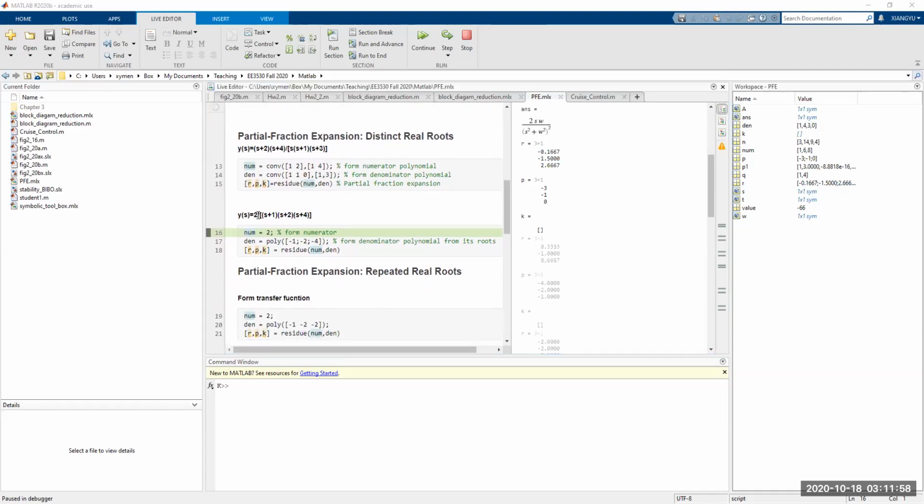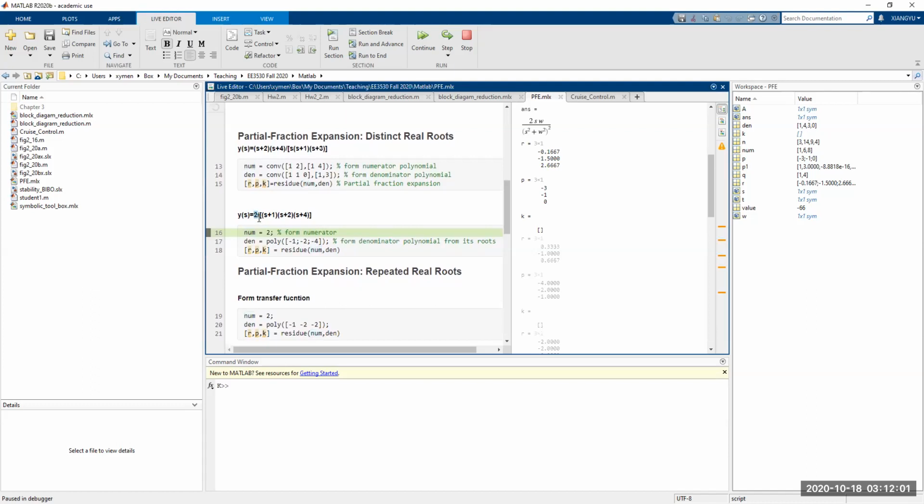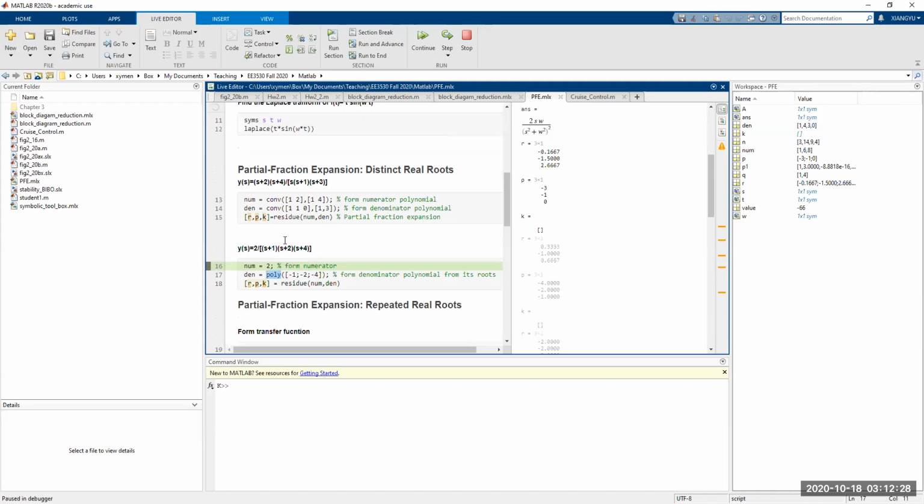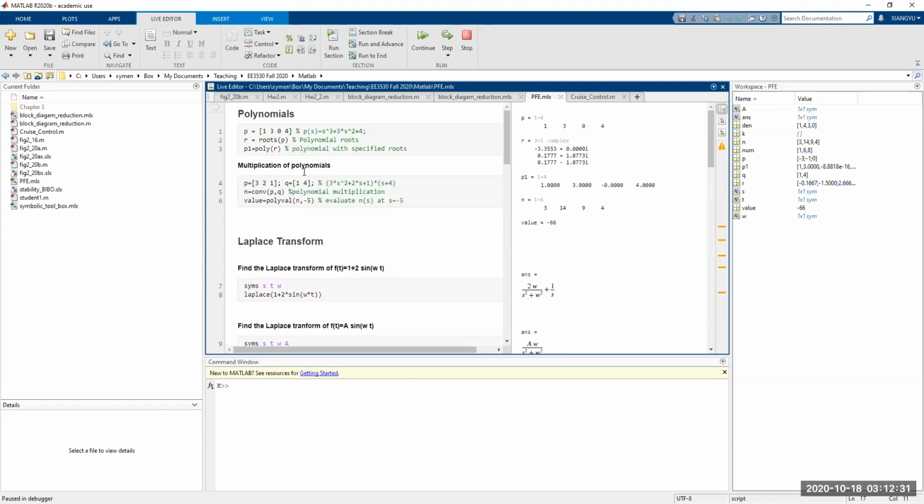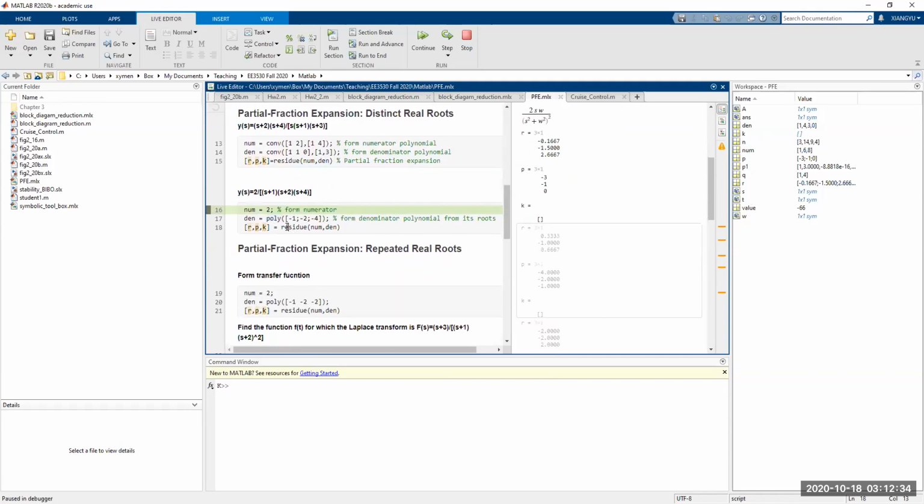Now let's see another example. The numerator is 2. We have 3 roots: minus 1, minus 2, and minus 4. For the denominator, we can use the roots to form the polynomial. To have roots minus 1, minus 2, minus 4, we use the command poly to form the polynomial. Then we can calculate the residue. That's the partial fraction expansion.